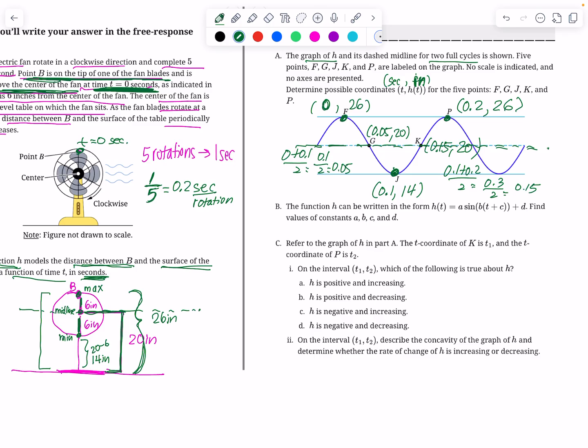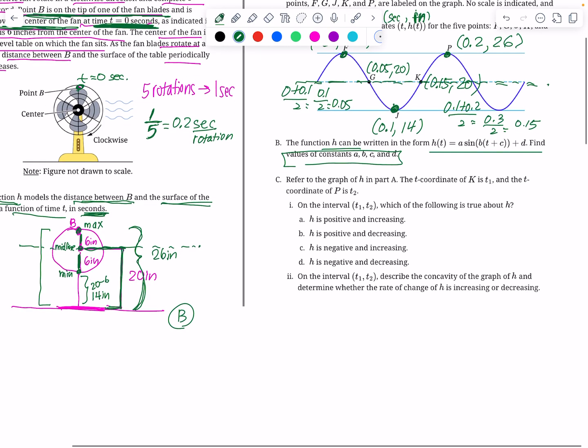It says the function h can be written in the form h of t equals a sine b times t plus c plus d. Find the value of constants a, b, c, d, e. Okay, so we're going to have to do it over here. Let me just write that again right here.